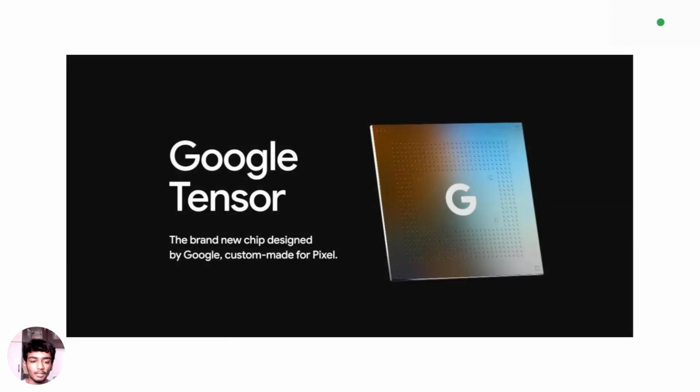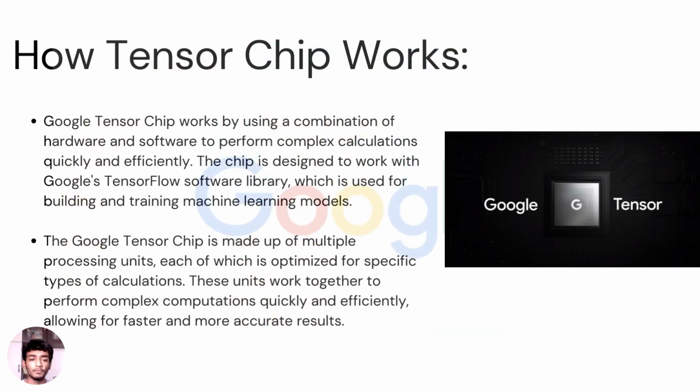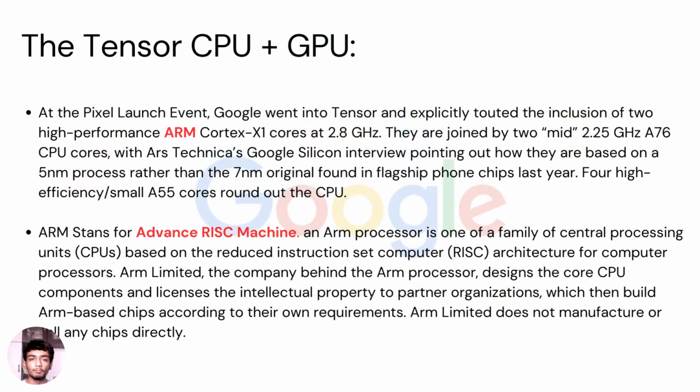So now let us see how the Tensor chip works. The Google Tensor chip works by using a combination of hardware and software to perform complex calculations quickly and efficiently. The chip is designed to work with Google's TensorFlow software library. Many of you have heard about Google TensorFlow as it is used widely in machine learning related work. So the word tensor comes from TensorFlow. The Google Tensor chip is made up of multiple processing units, each of which is optimized for a specific type of calculation. So the Tensor holds CPU plus GPU.